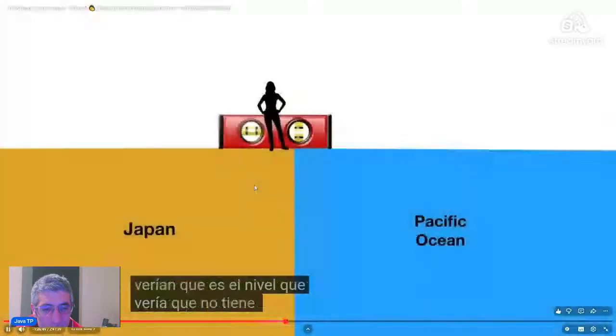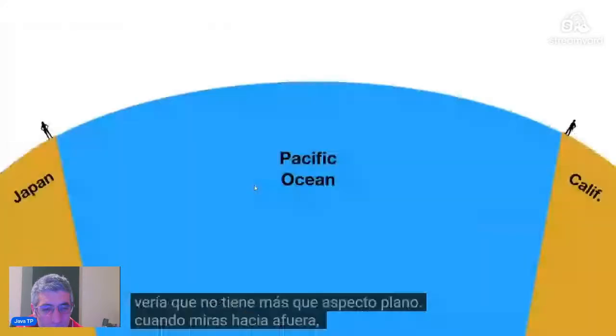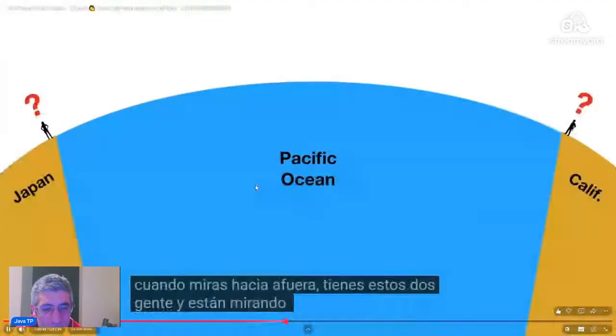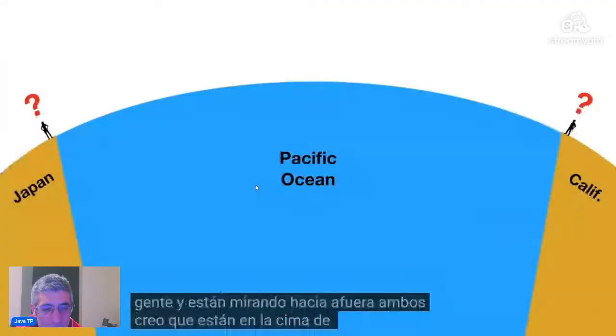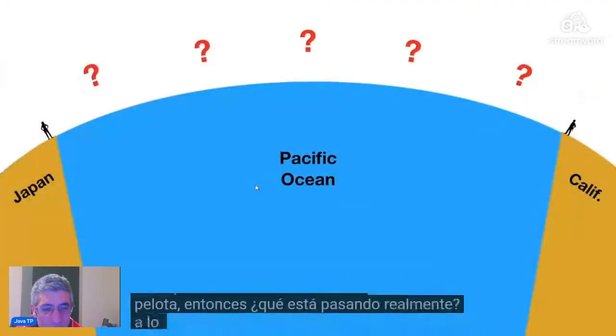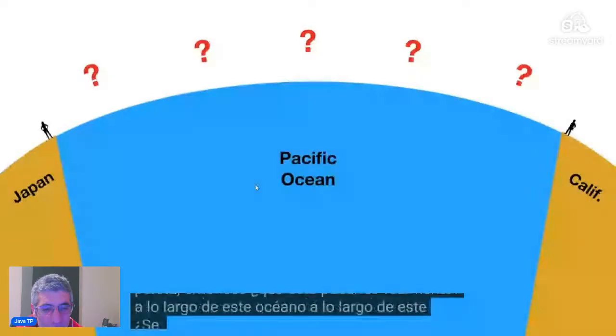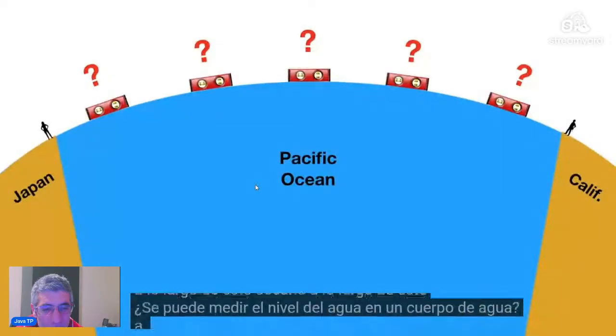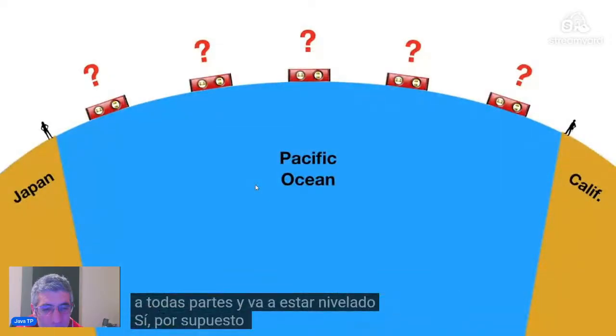They would see that it looks nothing but flat. El tema del nivel del agua. So you have these two people, and they're looking out, they both think that they're at the top of this ball. So what's really happening throughout this ocean, throughout this body of water? Can you take a water level to everywhere and it's going to be level? Yeah, of course you know that you could.